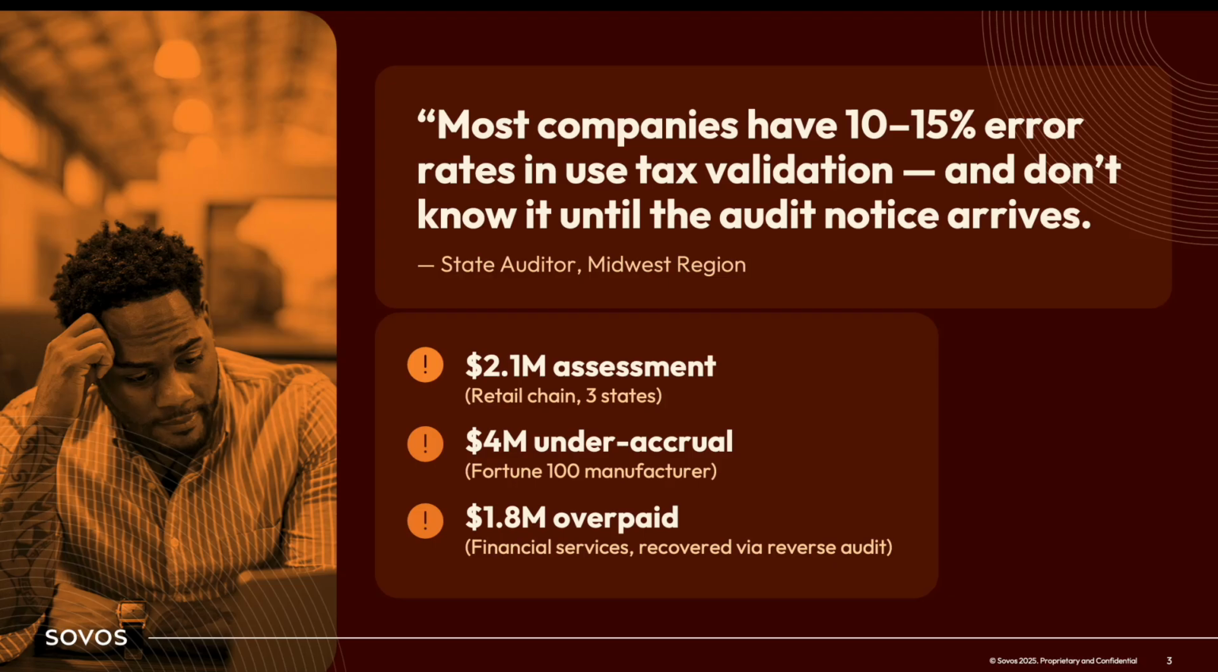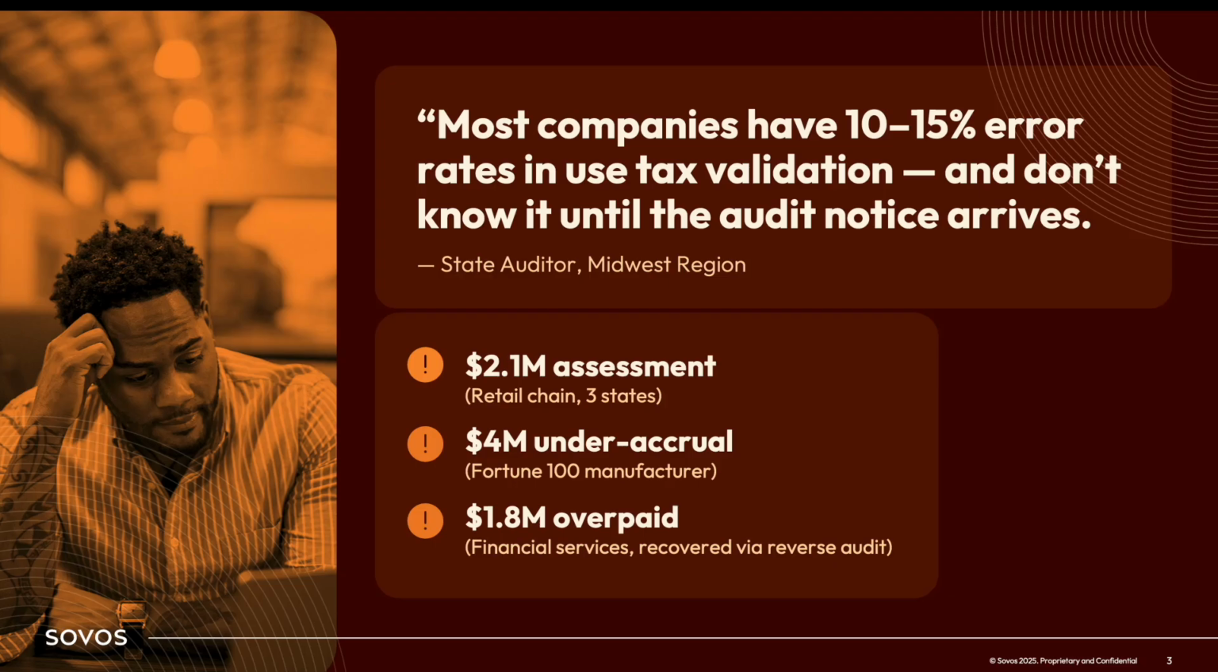There was a Fortune 100 manufacturer. They found $4 million in under-accrued tax after expanding operations post an acquisition. And a financial services company with a very smart tax team, but really without the visibility they needed, ran a retroactive review and found $1.8 million in overpaid tax. That was money that was just really sitting on the table. So this is not hypothetical at all. And the common thread here is these weren't tax failures.